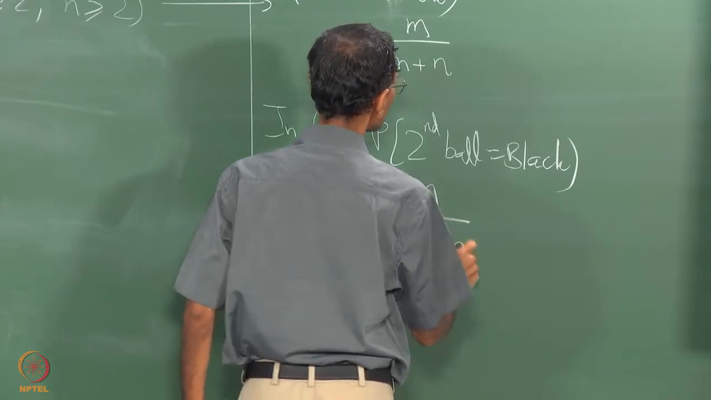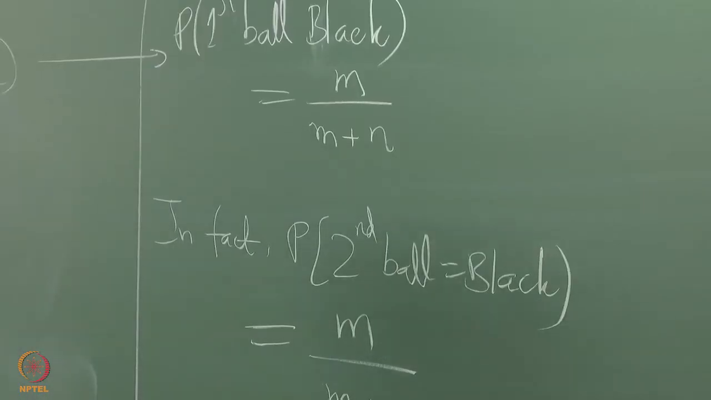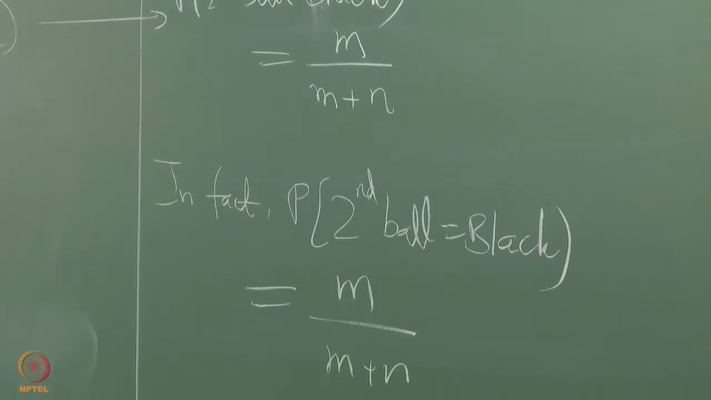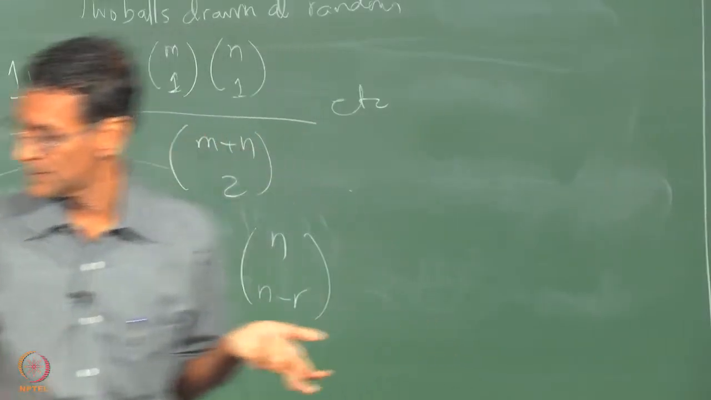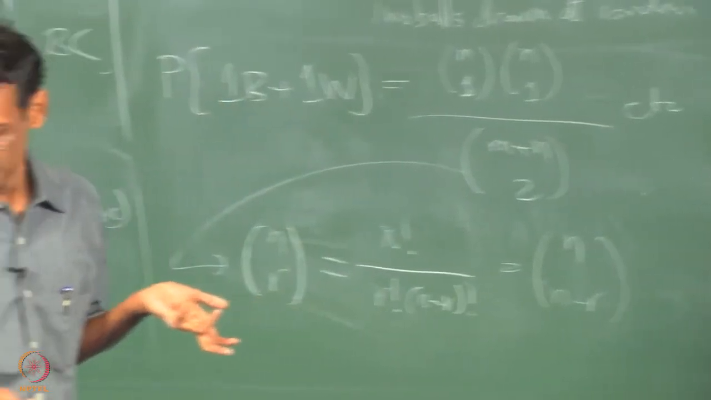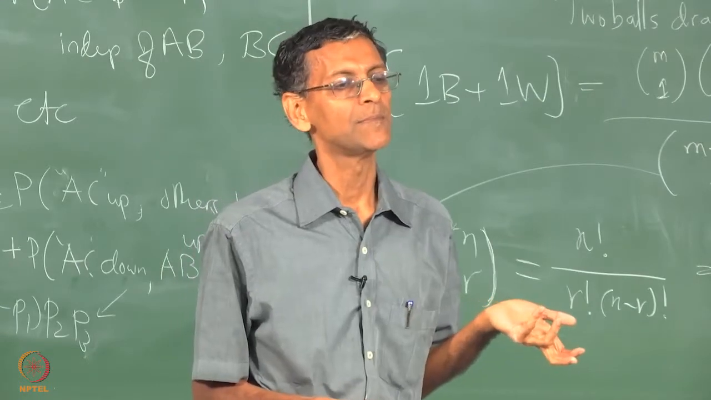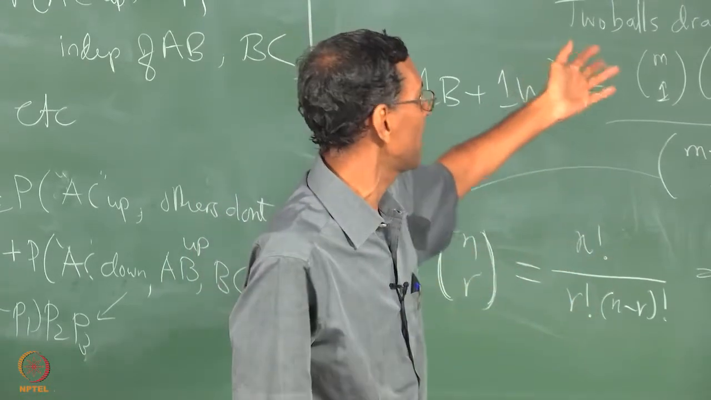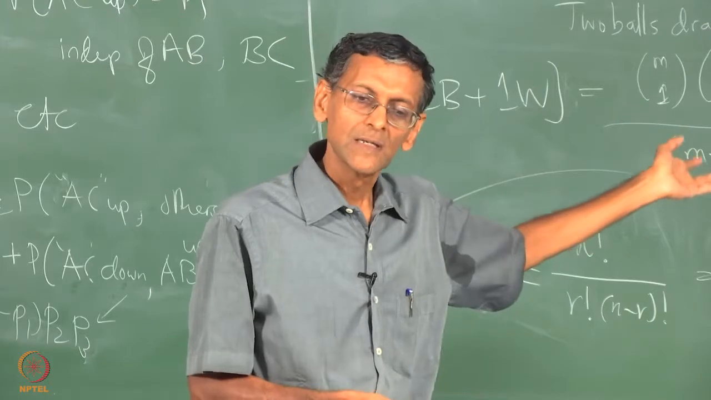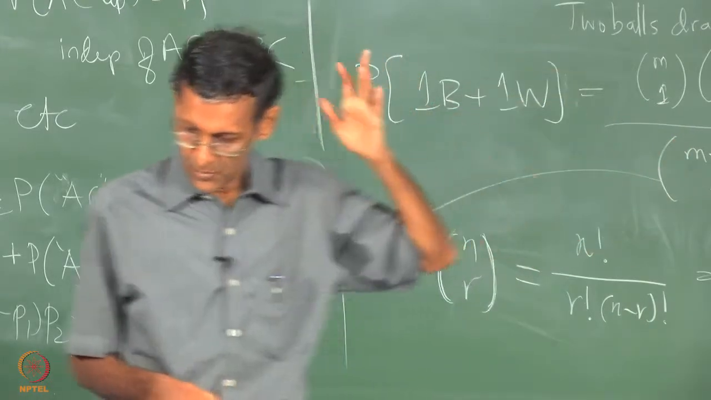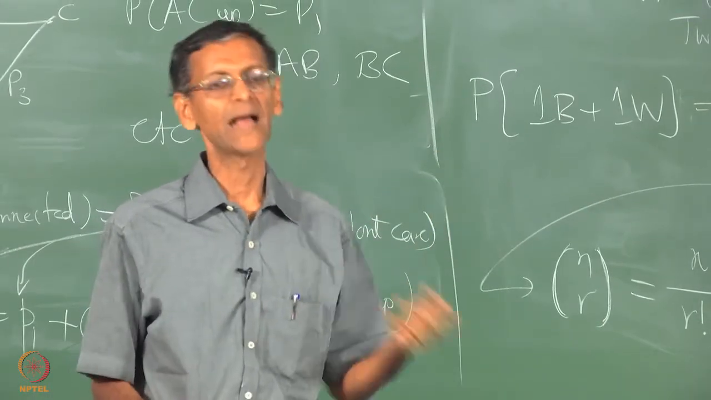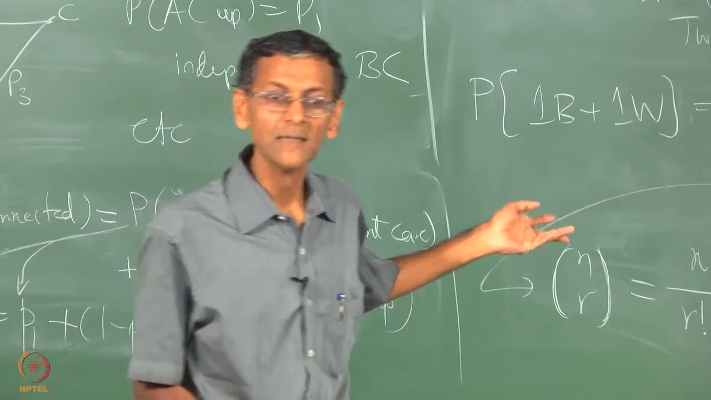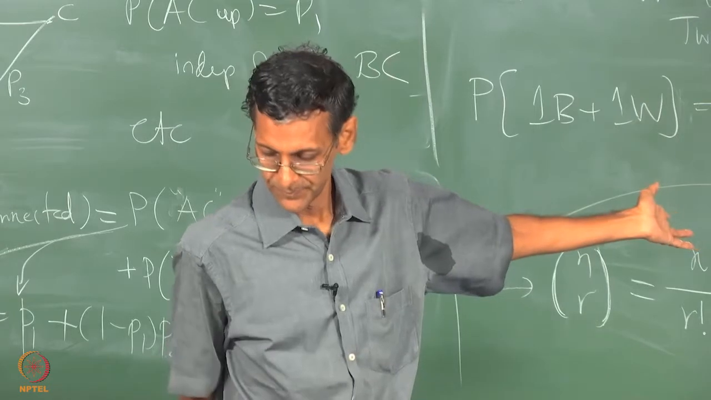So here we don't care about the first ball. You can easily show this in the way that we did the earlier calculation, right? You can condition on the first ball being either white or black, assuming that m and n are both greater than 2. So you can have first white, second black, or first black, second black, and if you add it you will get this.